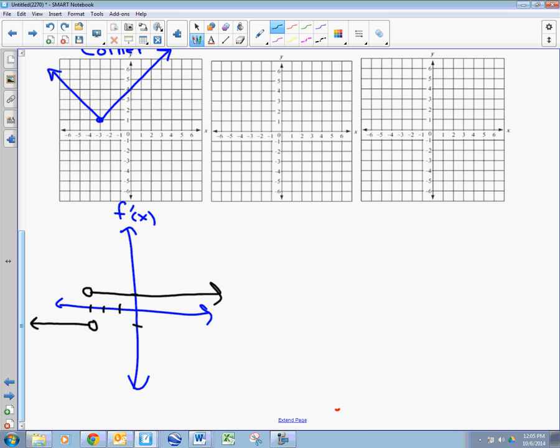You can see, is this function continuous or discontinuous? Discontinuous at what value? Negative 3. That's because the original graph is not differentiable at negative 3. See how they match up? So you should always be able to pair up the graphs and understand which is which derivative.